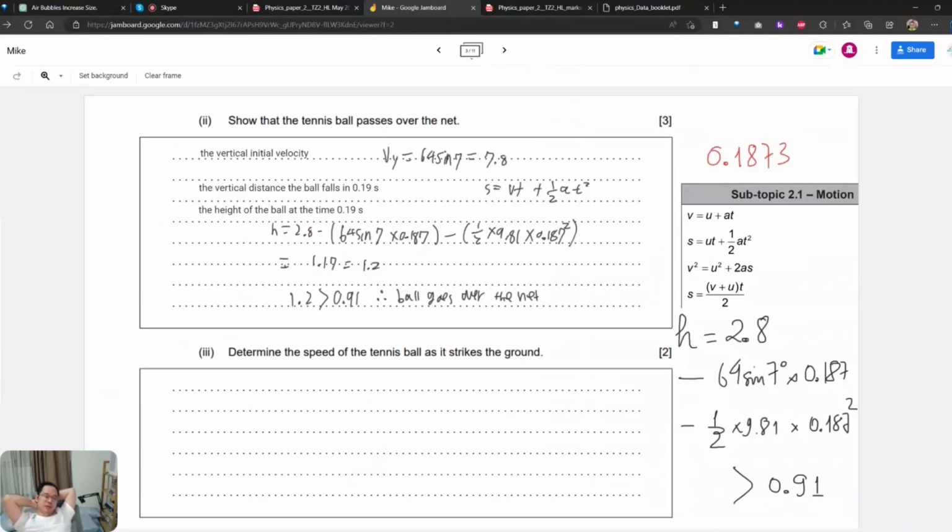Question 3. Determine the speed of the tennis ball as it strikes the ground. In this projectile motion, the horizontal speed does not change. Vx is a constant, which is 64 times cosine of 7 degrees. But the Vy, the vertical component, will increase by the formula: the initial velocity u, which is 64 times sine of 7 degrees, plus the acceleration 9.81 multiplied by the time.